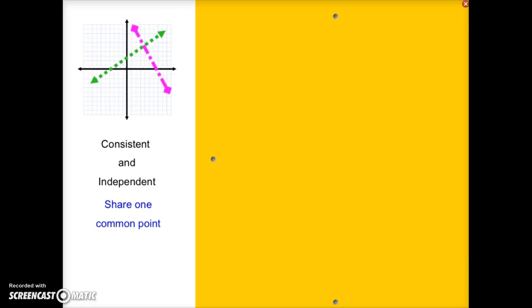All right, the most typical case for a set of linear equations is you will have two lines that happen to cross. The terminology for this is it is a consistent and independent system. What this means is the two lines share one common point, the point where they intersect.